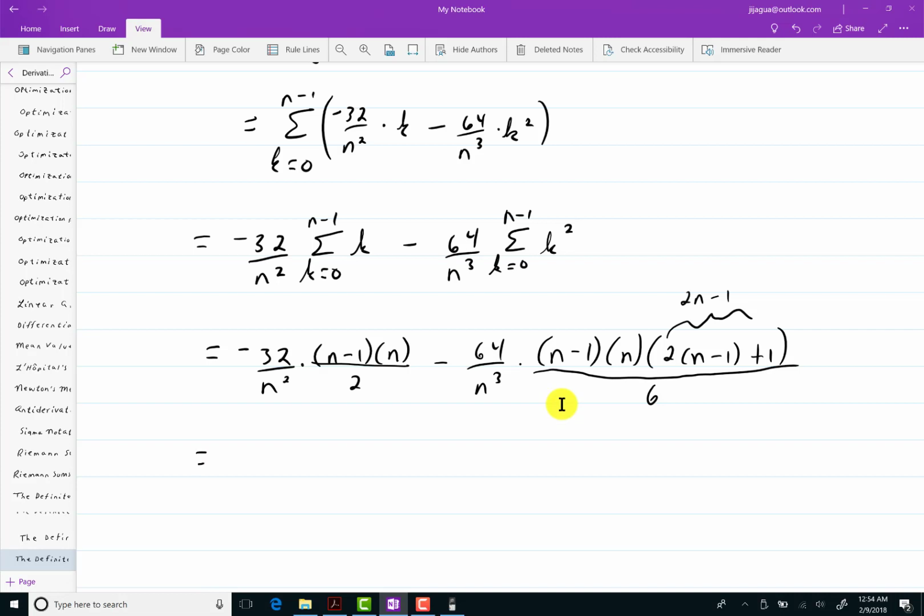Alright, so I'll simplify the n with the n squared. 2 goes into 32 16 times. 6 and 64, I can cancel a 2. Make that a 32, and then that a 3. Get rid of this n. And then play the same game I always do. Sneak this n under the n minus 1. So I'll have negative 16 times 1 minus 1 over n, minus 32 over 3, and I'll do the same game. n squared, I can spread it between n minus 1 and 2n minus 1.